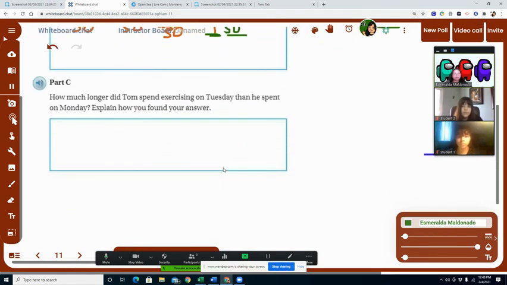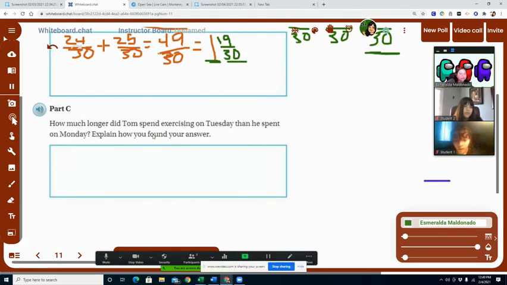Now let's look at part C. Part C says, how much longer did Tom spend exercising on Tuesday than he spent on Monday? So what are we doing here? How much longer did Tom spend? So what is the keyword here? How much longer. What does that mean? What operation are we doing here, Rosa? What do you think? How much sounds like you're subtracting.